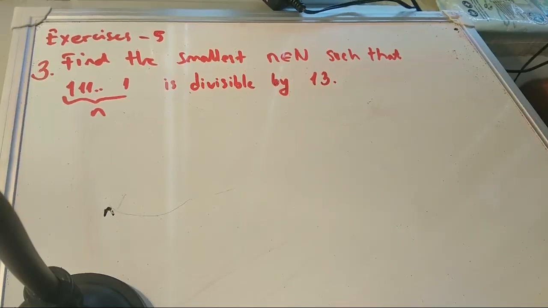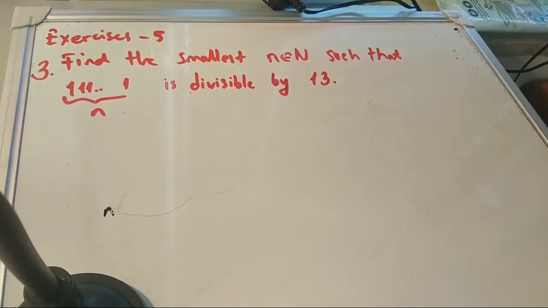Thirteen is a prime number, so let me give you a hint. 13 is a prime number, and this number is divisible by a prime number. Generally, for divisibility by prime numbers, I gave you two special theorems, such as Fermat's little theorem and Fermat's theorem. You can apply one of them, or maybe both. So try to do something, please.